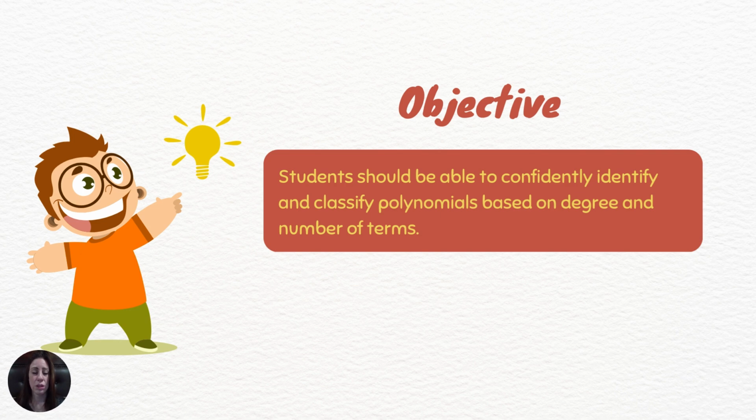Next, I had a student read the objective. By the end of this lesson, the student should be able to identify and classify polynomials based on the degree and the number of terms.